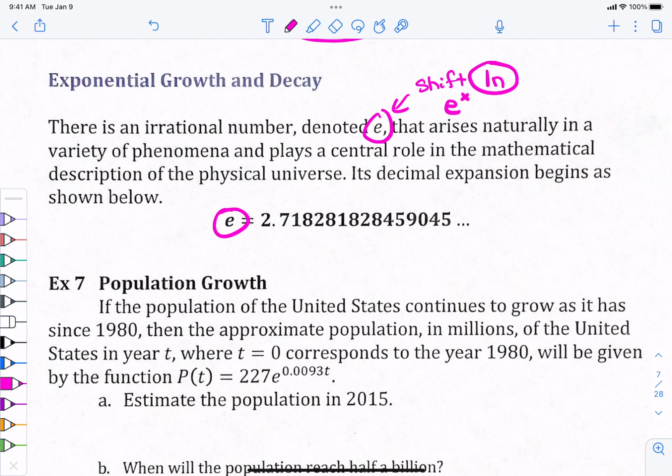This is a number. It's like pi. It is 2.7182818, and it goes on forever. This is an irrational number because it does not repeat and it does not end, like pi. When we type that in, we just put second e in.